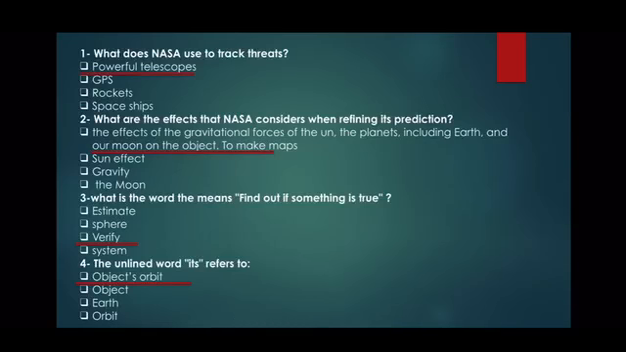The first question is, what does NASA use to track threats? It uses powerful telescopes, okay? It is written in the first paragraph. What are the effects that NASA considers when refining its prediction? It is in the last paragraph, which has the effects of the gravitational forces of the Sun, the planets, including Earth, and our Moon on the object. What is the word that means find out if something is true? Which is verify, okay? The underlined word refers to the object's orbit.